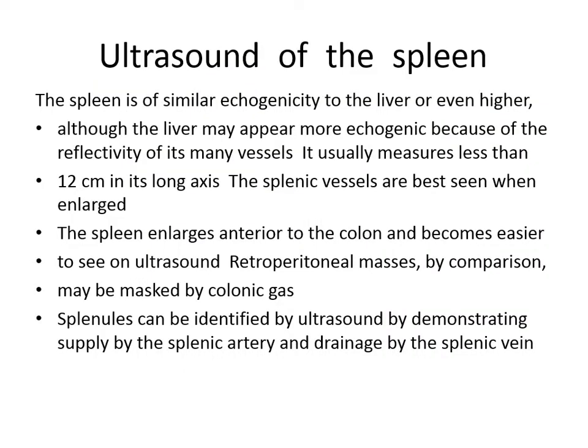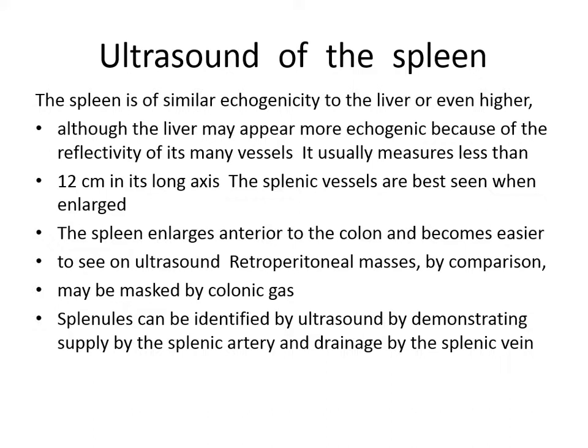Ultrasound of the spleen. The spleen is of similar echogenicity to the liver or even higher, although the liver may appear more echogenic because of the reflectivity of its many vessels. It usually measures less than 12 cm in its long axis. The splenic vessels are best seen when enlarged. The spleen enlarges anterior to the colon and becomes easier to see on ultrasound.